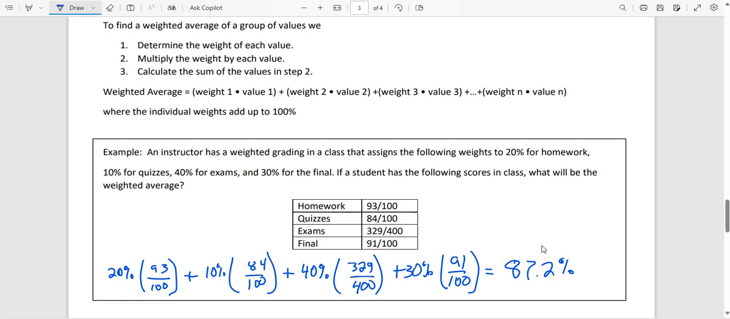Then you would look up in the syllabus what that means. It's probably a B+, but whatever. We figured out how to use the weighted average given the weights and the scores.